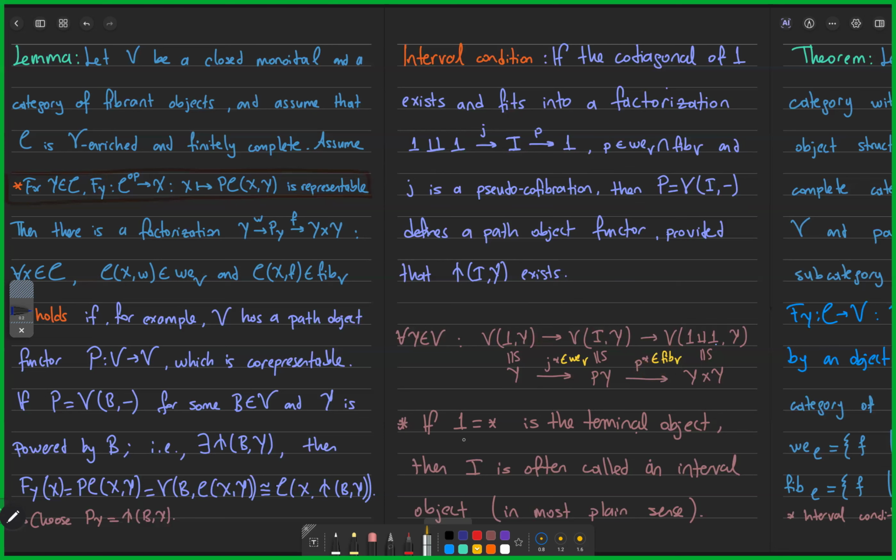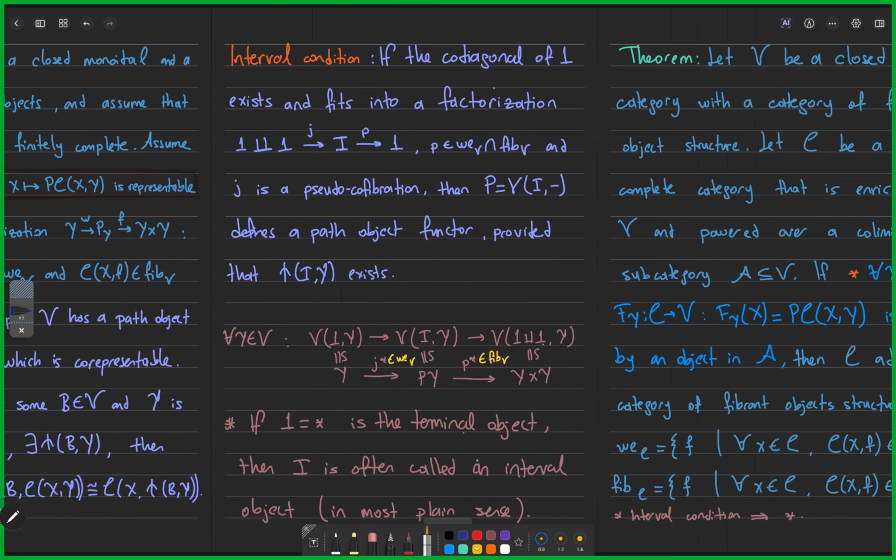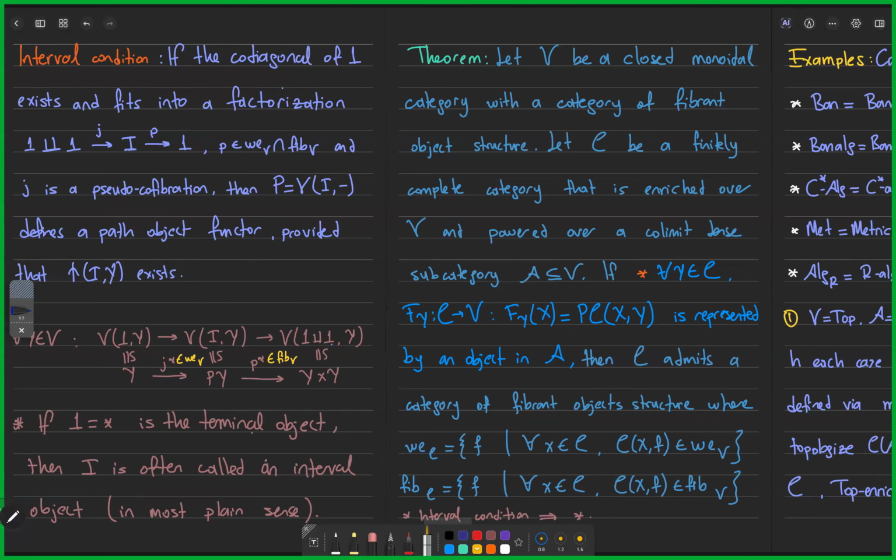So if the tensor unit is the terminal object, for example, if D is Cartesian closed, then this I is often called the interval object. So it is the plain interval object. And we have a theorem. This theorem has many examples and applications.